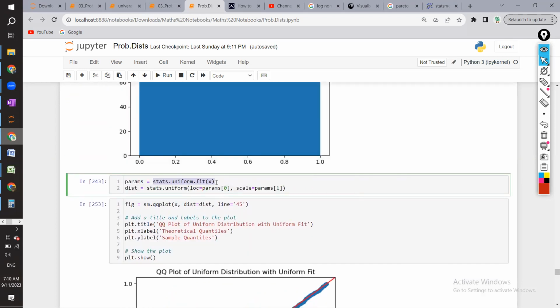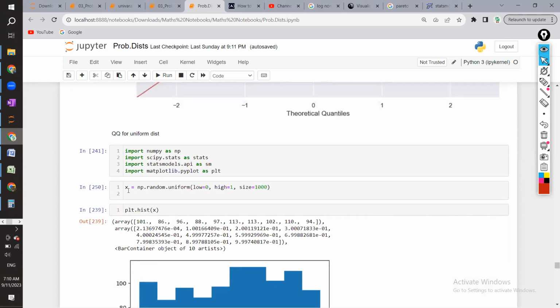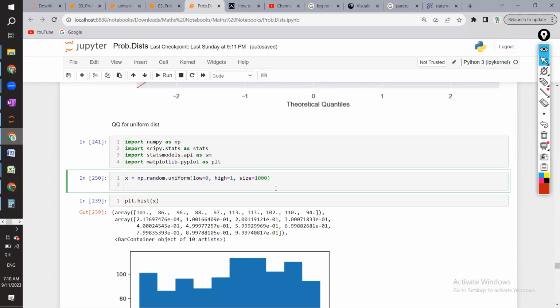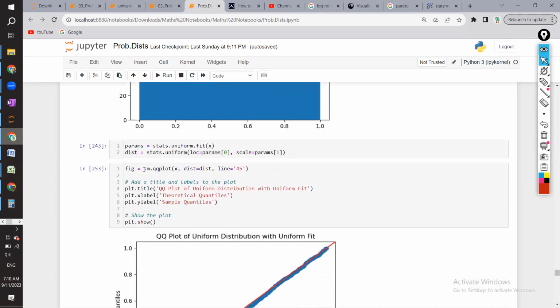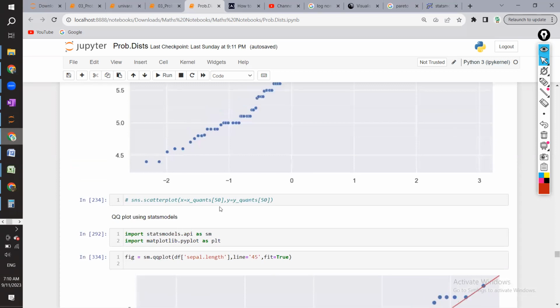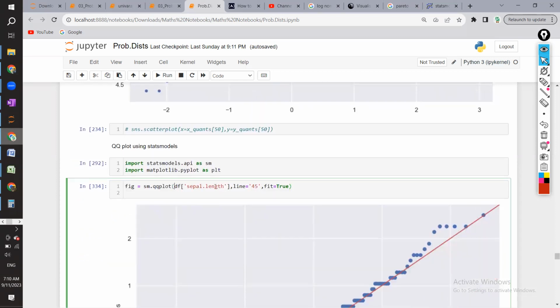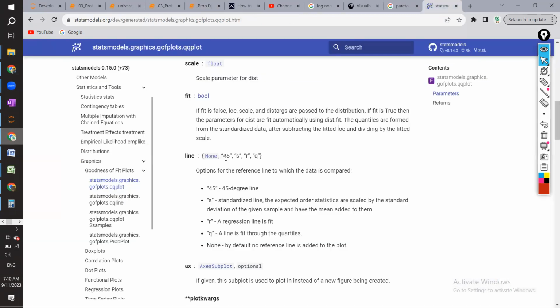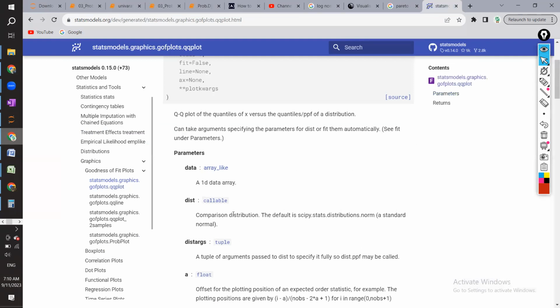See here what I'm doing, this is my x, which is randomly created, and I want to see whether this is a uniform distribution or not. So using sm.qqplot, I'm giving x, and here dist equal to distribution I'm giving. In the earlier case, you don't need to give anything, just give the data, sepal length, and say line 45, and that's it. So by default it will consider what? Dist equal to, by default it will consider normal distribution, standard normal distribution.